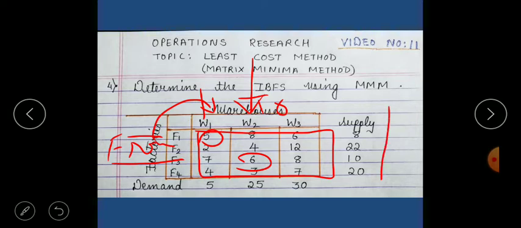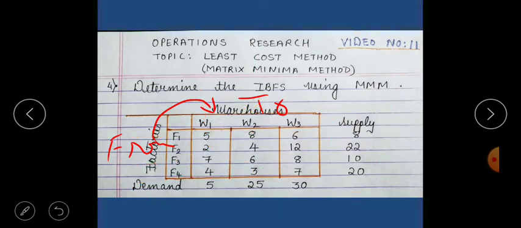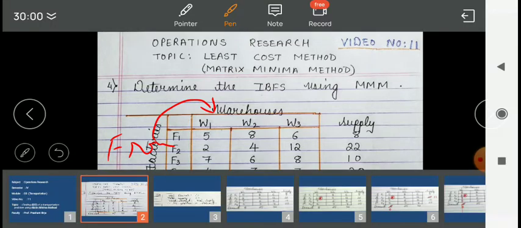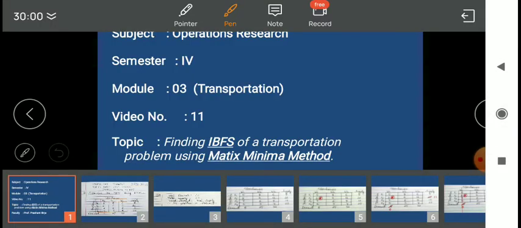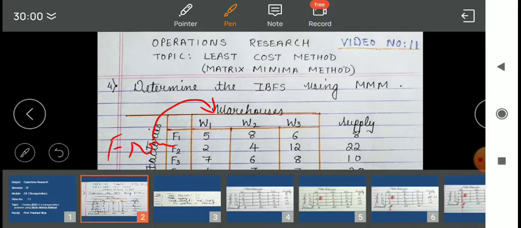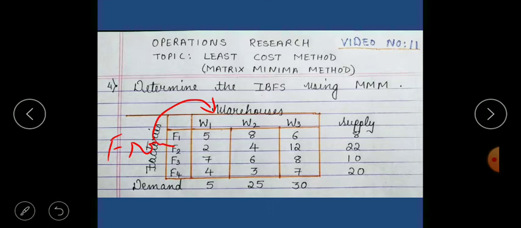Supply sources are given here, that is total supply, and total demand is also given here. So what you are supposed to do is, first, you have to find whether the given problem is balanced or not. If it is balanced, only then you can solve the problem. If it is not balanced, then you have to first balance the problem. So let us first see whether the given problem is balanced or not.